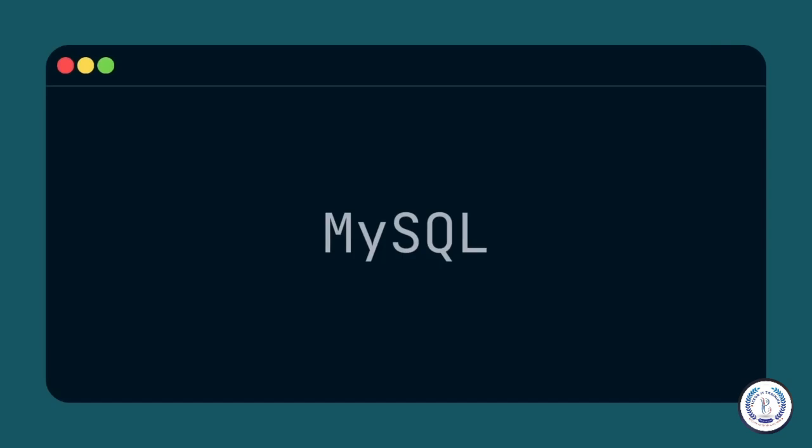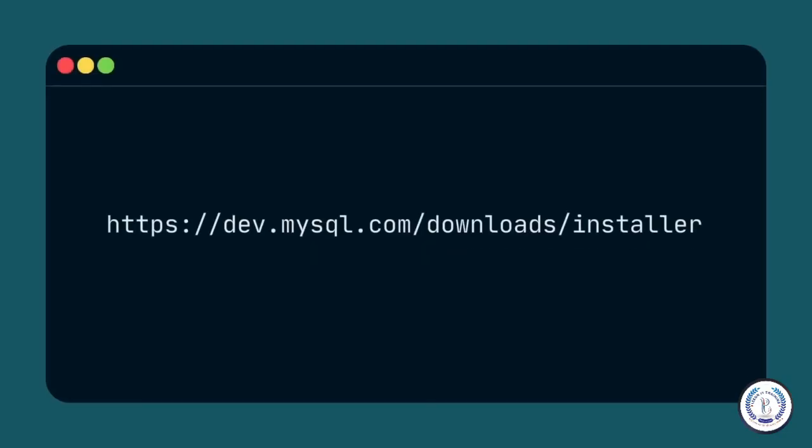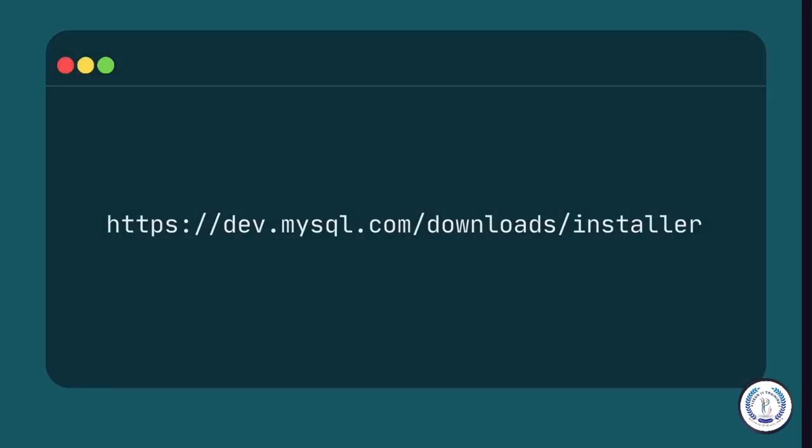As we said before, Django by default uses SQLite as its database, but there are other supported databases, and MySQL is one of them. To use MySQL, you're going to have to download it first using the following link. During the installation process, you'll be asked to create a password. Make sure you save this as you'll be using it to access your server.